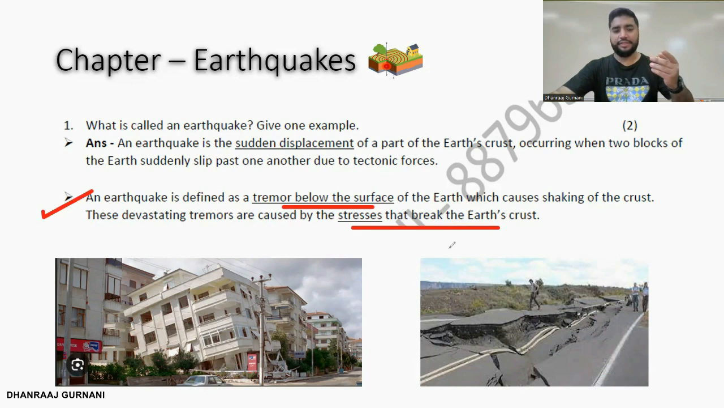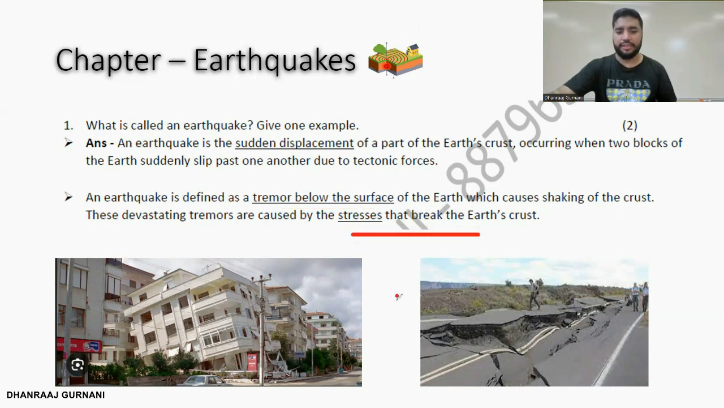Revising the second meaning, it is defined as a tremor which has occurred below the surface of the Earth, which causes the shaking of the crust in turn. These devastating tremors are caused because of stresses that break the Earth's crust.